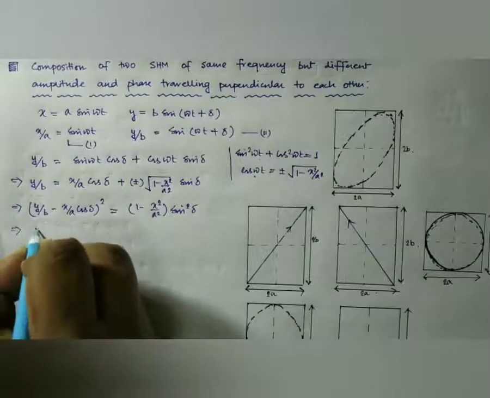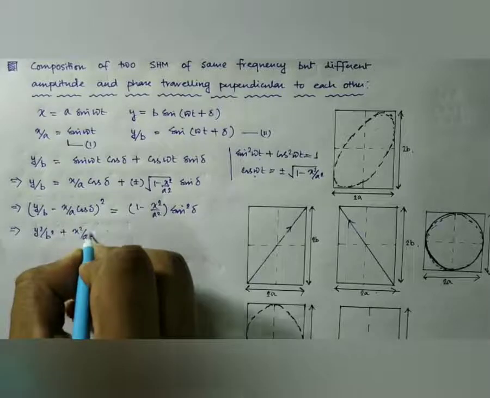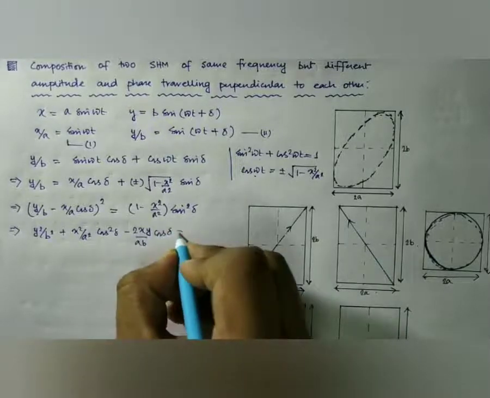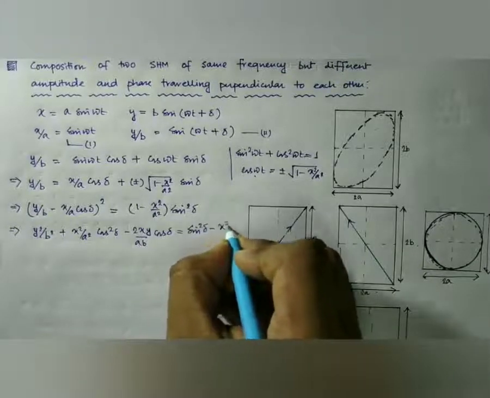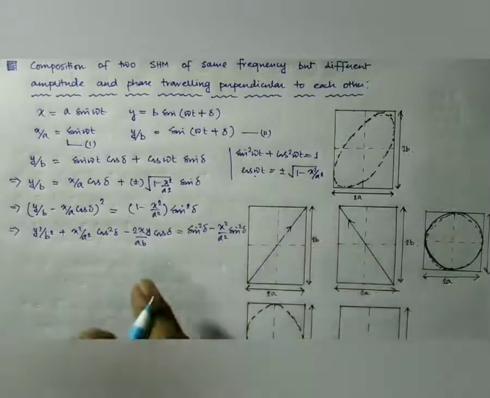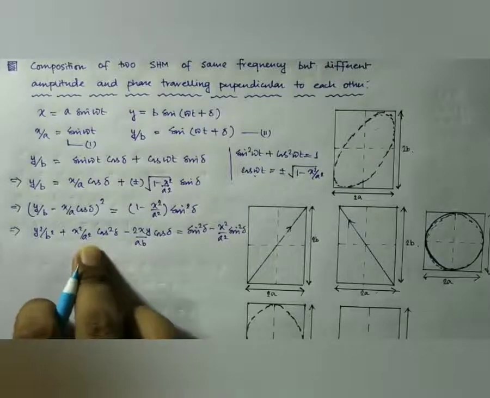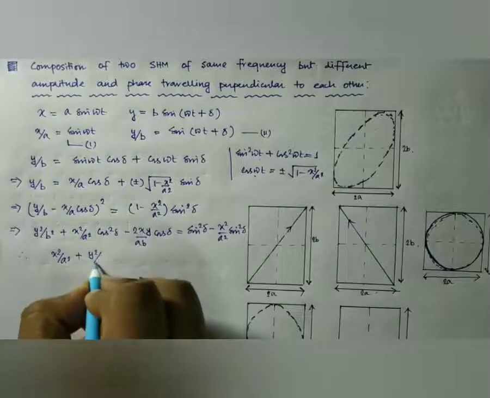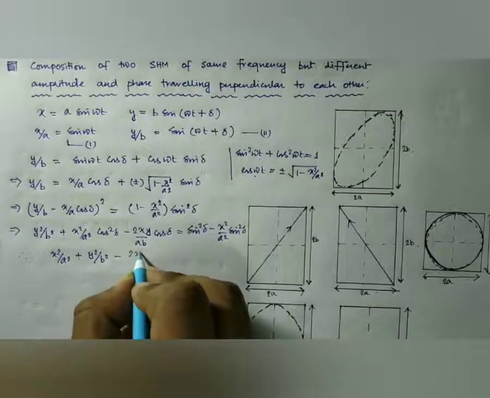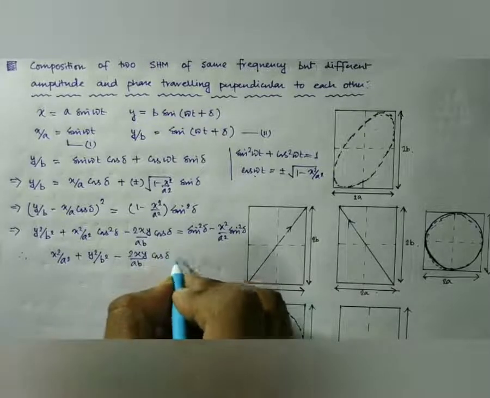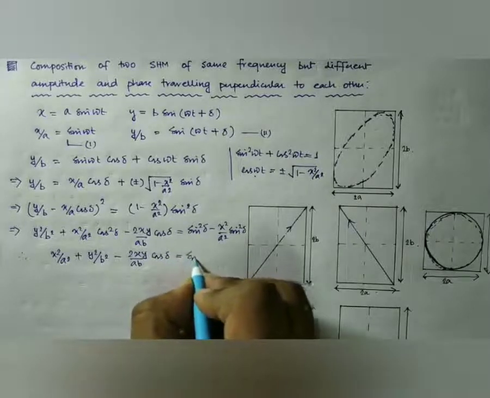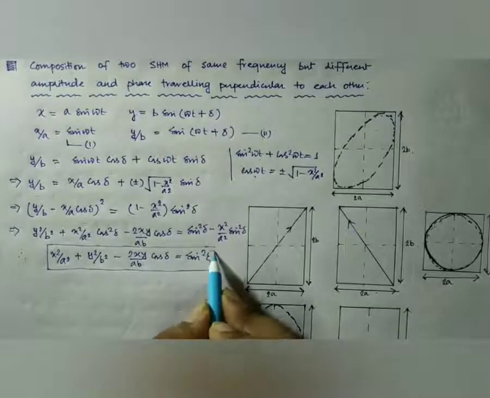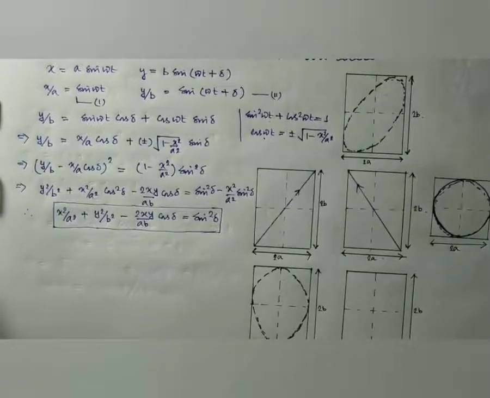Now here we have y square by b square plus x square by a square cos square delta minus 2xy by ab cos delta, this is equal to sine square delta minus x square by a square sine square delta. Taking this term to the left hand side, if we take x square by a square common, we have cos square delta plus sine square delta, that will be 1. So we finally have x square by a square plus y square by b square minus 2xy by ab cos delta, this is equal to sine square delta. So this is a generalized equation after superposition of the two simple harmonic motions. Look here, this is an equation of an ellipse.